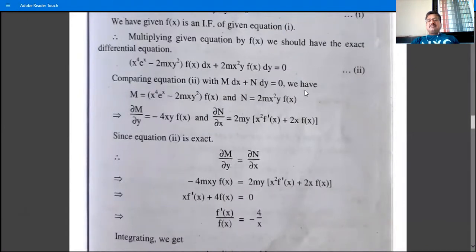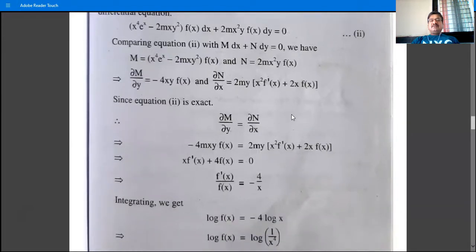Compare with M dx plus N dy, we have this M, this is N, and then we have to find ∂M/∂y, that is the derivative with respect to y. So f(x) is a constant quantity, and the derivative of x to the power 4 is 0, minus 2mxy squared, derivative is 2y. So we have minus 4mxy f(x). And ∂N/∂x is the derivative with respect to x. So 2my is a constant quantity, and for x squared into f(x), by the u into v rule, we get x squared f'(x) plus derivative of x squared, which is 2x f(x).